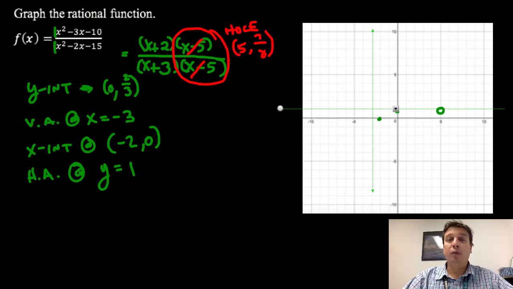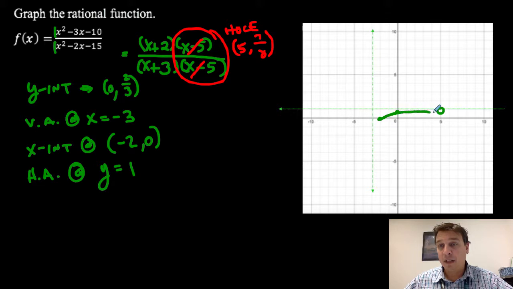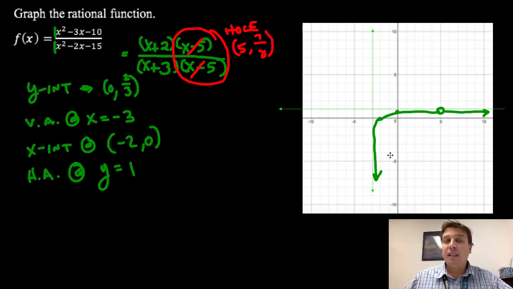We'll go through and pick some points on either side. Well, I kind of already have enough over here. I know this is going to be bound by these asymptote lines, so I'm going to draw in here. This is going to continue this way. It's going to then have a hole, and then it's going to continue past. It's going to be bound by this asymptote line, so I'm not going to cross it, but I'm going to get really close to it.